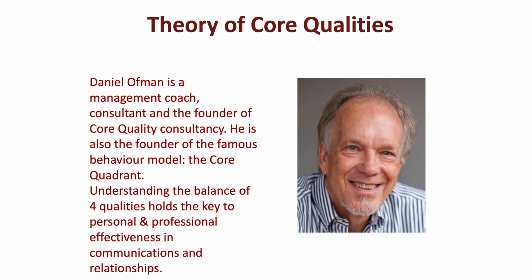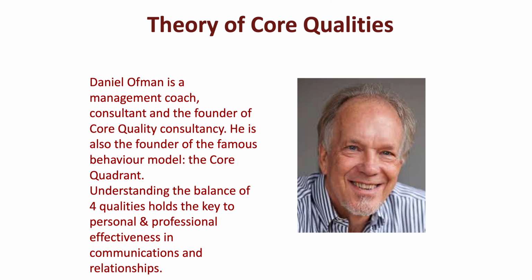In this module, we're going to have a look at Daniel Ofman. And Daniel, you can see on the screen there in the picture, has an approach to human behaviour that he refers to as the core quadrant. And the core qualities are 4 of these core quadrants, all with different names. And that's what we're going to have a look at in this module.